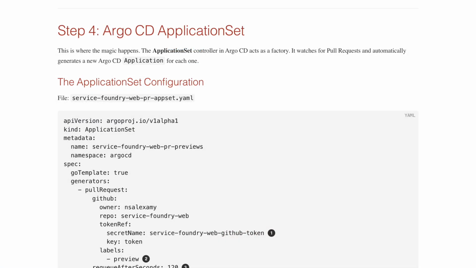This makes the workflow portable across different types of GitHub accounts. This is where the magic happens. The ApplicationSet controller in Argo CD acts as a factory. It watches for pull requests and automatically generates a new Argo CD application for each one.